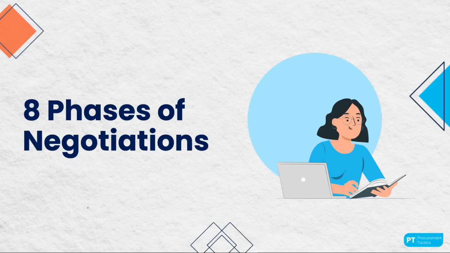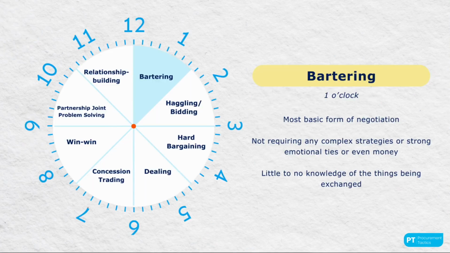Now, let's talk about the 8 phases of negotiations shown on the clock and discuss each of them briefly. First off is bartering at 1 o'clock. This is the most basic form of negotiation, not requiring any complex strategies or strong emotional ties, and not even necessarily involving money. It's the simplest form of trading one thing for another. There's also little to no knowledge of the things being exchanged.